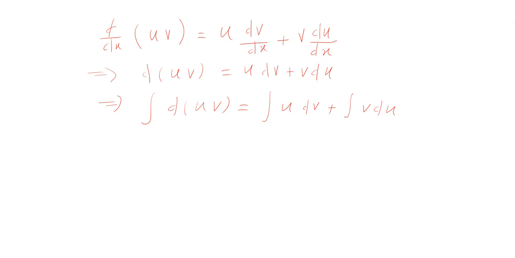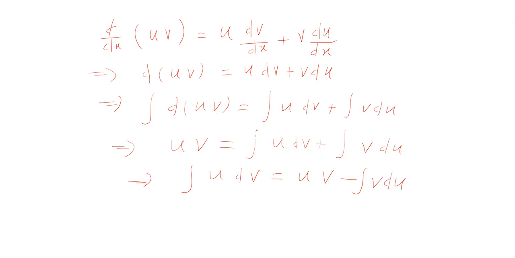Now differentiate and integrate a function, or integrate and differentiate a function, it will give you the same function. Therefore in LHS it gets reduced to uv. uv is equal to integral u dv plus integral v du. Therefore we ultimately get the formula integral u dv is equal to uv minus integral v du.